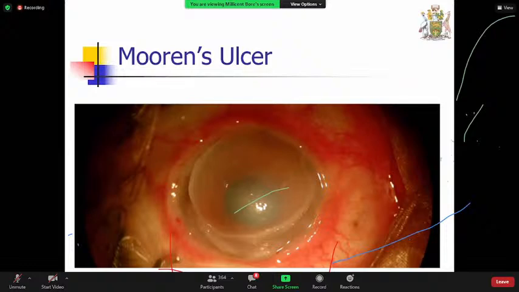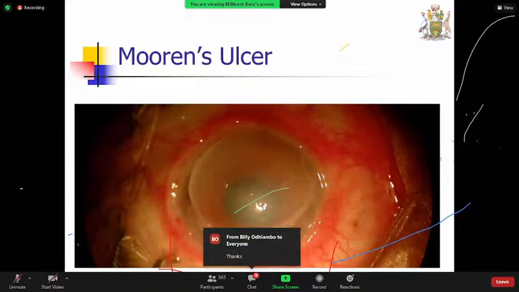The other question is, how is hypopyon managed? When you treat the infection, the hypopyon will resolve. So it's just about treating the infection, with frequent instillation of drops to treat whatever is causing the infection, whether it's bacterial or fungal.